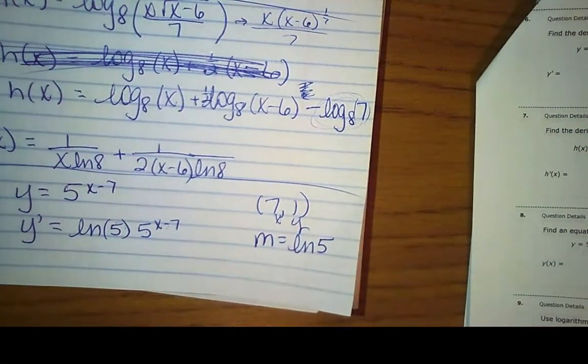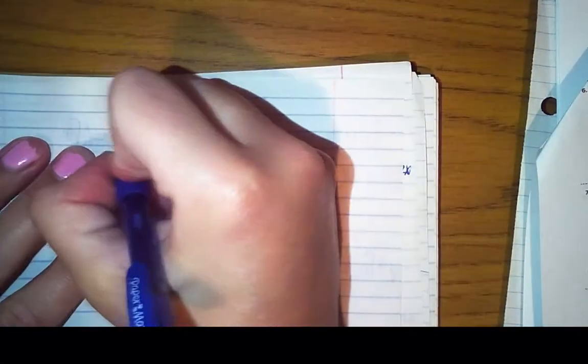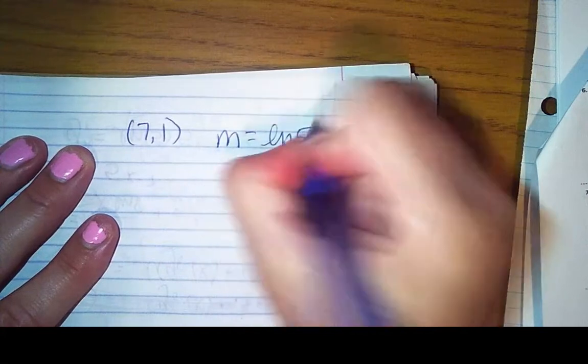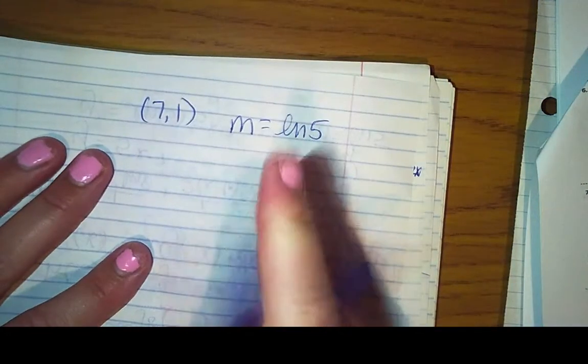Okay, so this is going to get slightly messy. I've got 7 comma 1 times the natural log of 5. Oh no! All right, so I have the point, and my m is the natural log of 5. You can get a decimal approximation for that, but we're not going to do that.